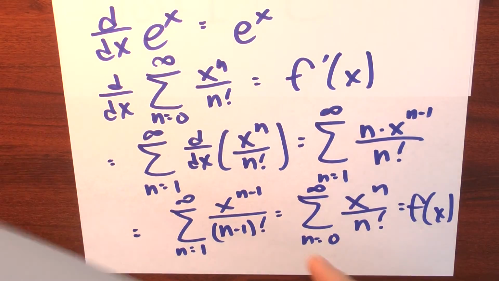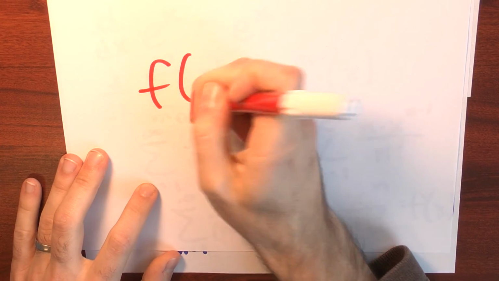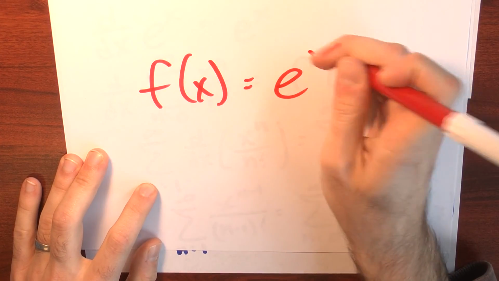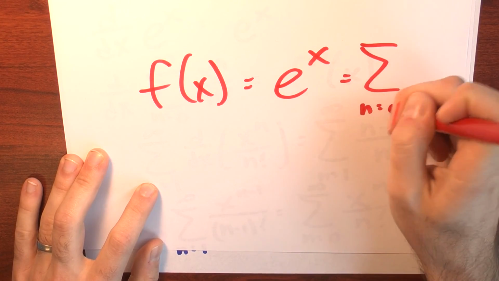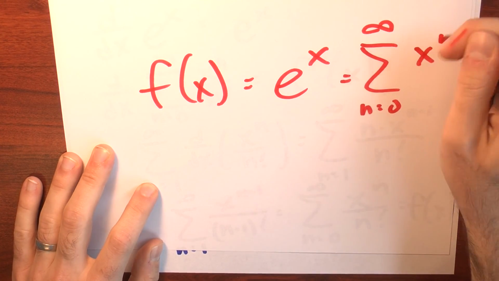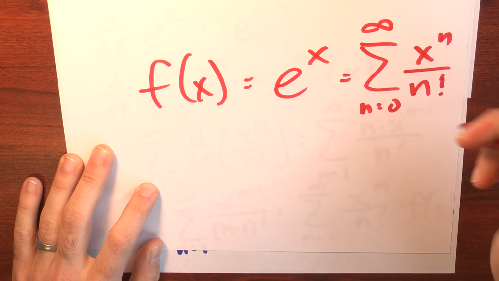Two functions, both alike in dignity. These two star-crossed functions agree at a single point, and they're changing in the same way. And consequently, they must be the same function. And therefore, f of x is equal to e to the x, right? What I'm saying is that e to the x is the sum, n goes from 0 to infinity, of x to the n over n factorial.